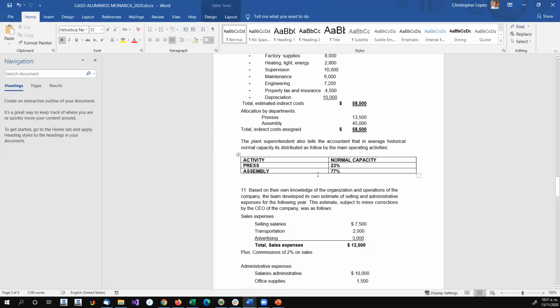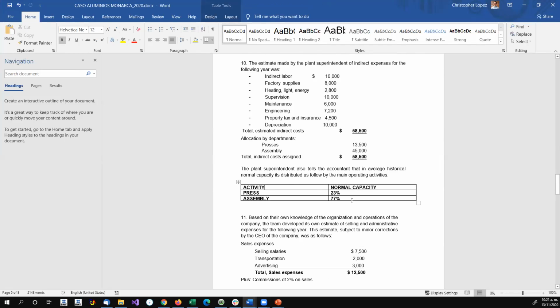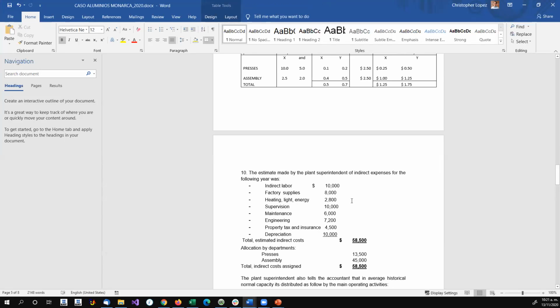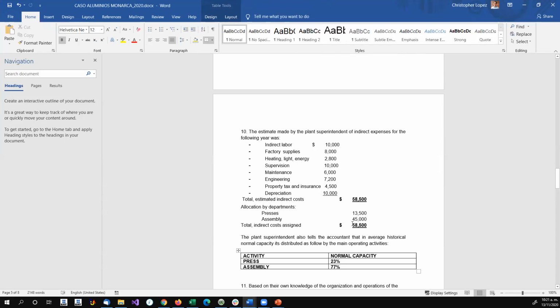This percentage of normal capacity, you say? Uh-huh. And how did you get this from the other part? I multiplied the 58,000 for the 23%, and I have another number. Yes, but this is normal capacity. This is another thing. This is just a given value.